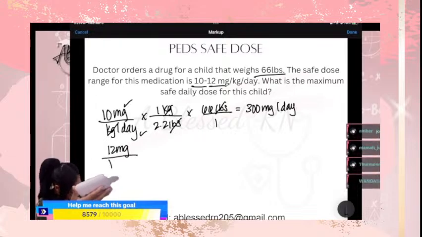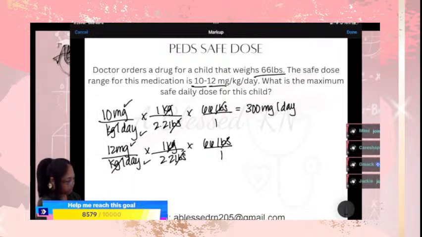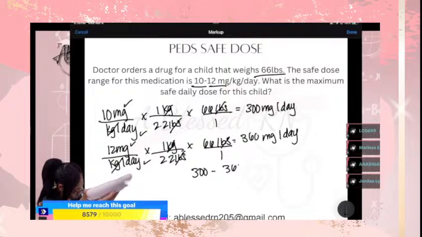We'll do 12 milligrams per kg per day. All right, 1 kg over 2.2 pounds. Kg crosses out. Then we have 66 pounds. All right, pounds crosses out, and we're left with milligram on the top and day on the bottom. So 12 times 66 divided by 2.2 is going to be 360 milligrams per day. Okay, so that is your safe dose range, 300 to 360 milligrams per day.